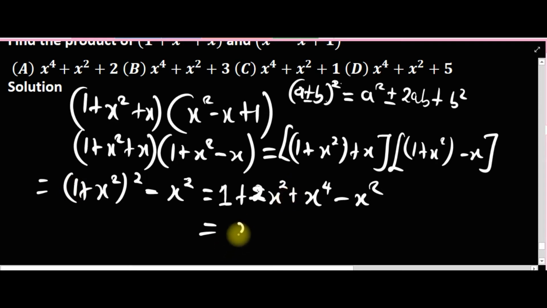So we now have x raised to power 4, 2x squared minus x squared is plus x squared, plus 1. So that's the answer. Our answer is x raised to power 4 plus x squared plus 1. So the answer is C. So no need of trying to expand this directly; take our time. Just compare the brackets, making them relate so that it will be faster.